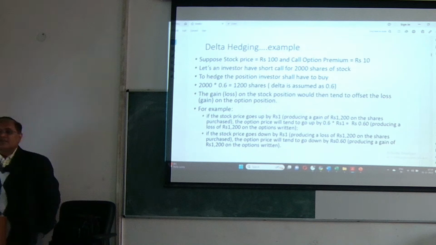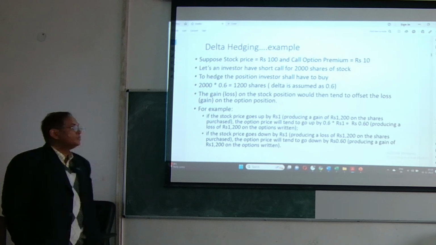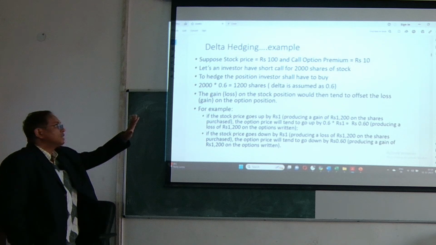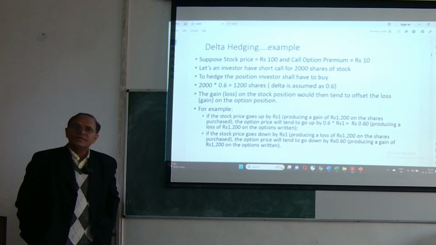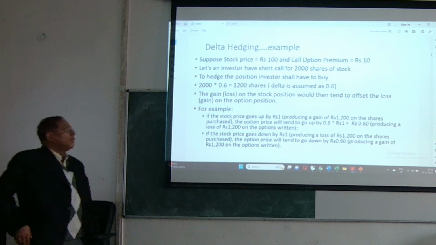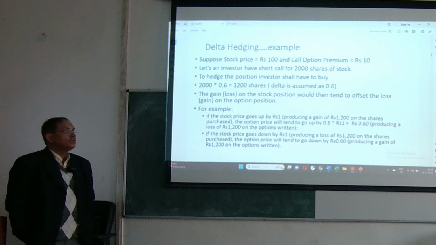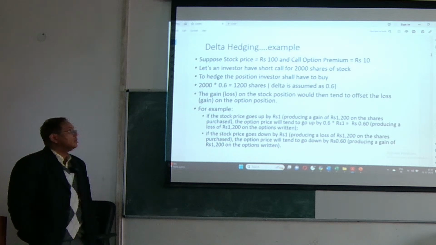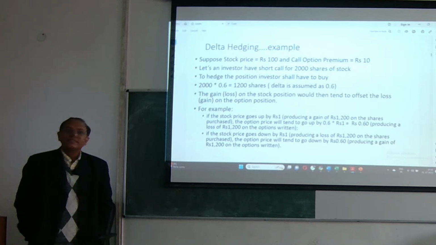So how much underlying should be there? 2000 multiplied by 0.6, that is 1200. Now the 1200 position has to get created, with delta as 0.6. The gain or the loss on the stock position would then tend to offset the loss or gain on the options position. The two will be offsetting each other.